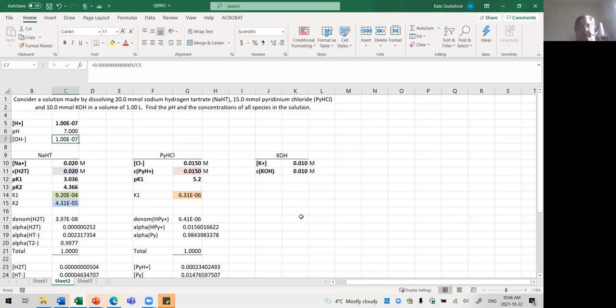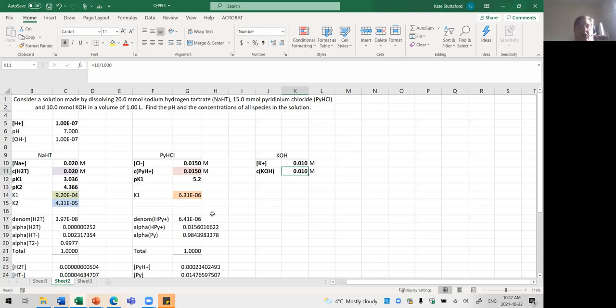Then what I've done is I've collected all the information from the question as well as looking up Ka's. So I have my sodium hydrogen tartrate here. Species concentration for sodium as the counter ion will be 0.02 molar. The analytical concentration for the tartrate species will be 0.02 molar. Then I've looked up the pKa's for tartaric acid and converted them to Ka's. Similarly for the pyridine species, pyridinium chloride, I've got 0.015 molar chloride. That's my spectator ion or my counter ion. The analytical concentration for the pyridine species is also 0.015 molar. The pKa for pyridinium is 5.2, and I've calculated the Ka from that. And then finally, the KOH, this is a strong base, so there's no Ka's to worry about, but I do have another spectator ion for the potassium, and the analytical concentration for KOH is 0.01 molar.